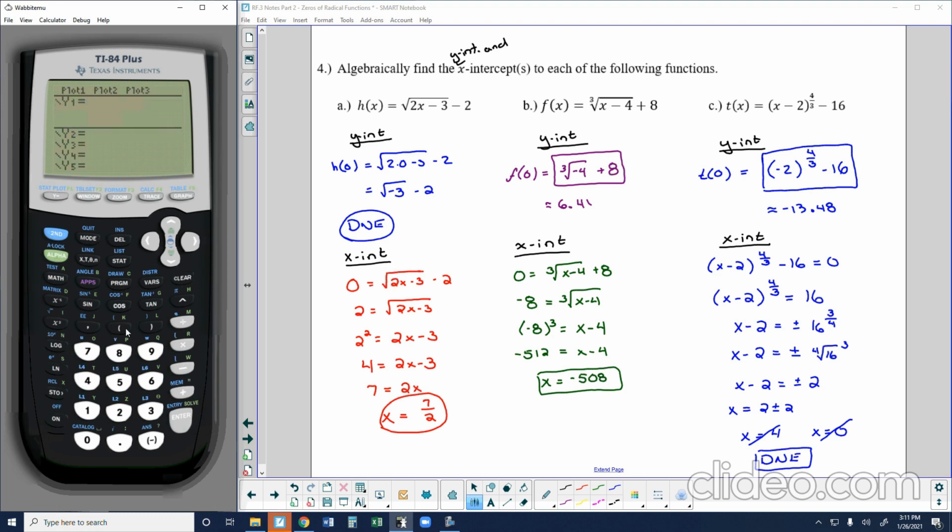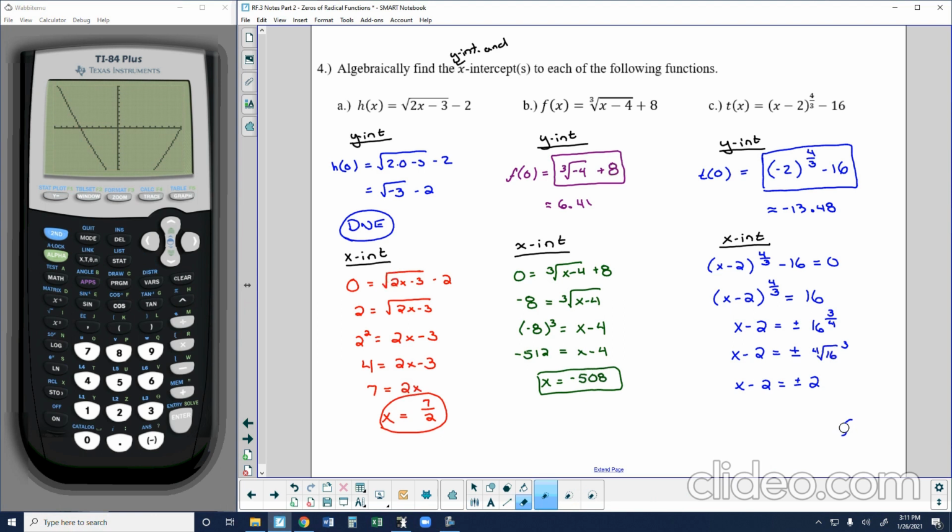We can check this by taking a look at the graph. So x minus 2 to the 4/3 power minus 16. If I take a look at this graph, I made a mistake. Whoops. Let's back this up. Hopefully you guys caught this. What I wrote down is an error here. Hopefully you caught my error.